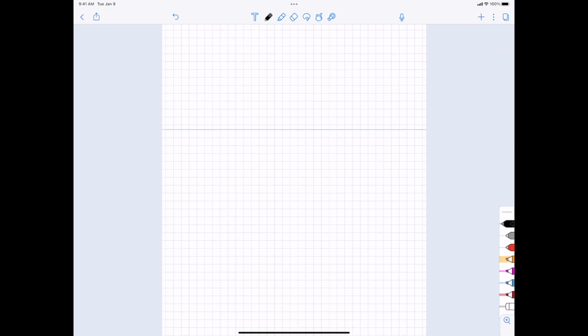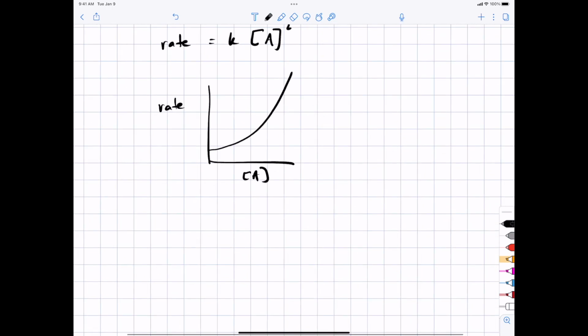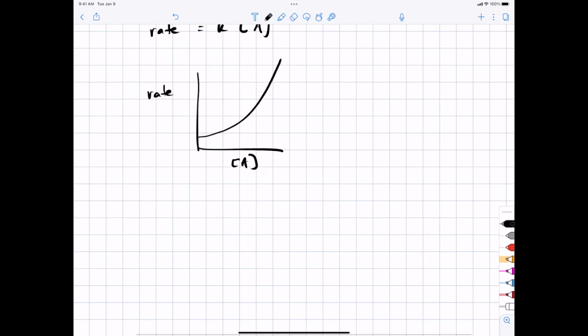So hypothetically, if a reaction were second order in molecule A, if you plotted rate versus concentration of A, you would see a parabola, half of a parabola really, because you can't have negative concentration. And then you could plot rate versus A squared, and that would be linear. Yeah, a lot of different things, yeah.